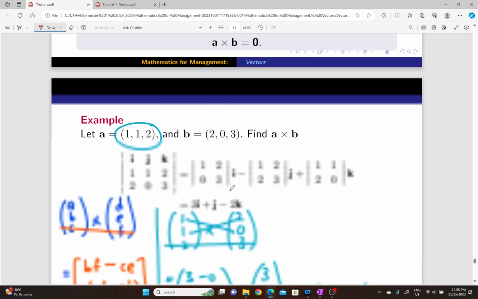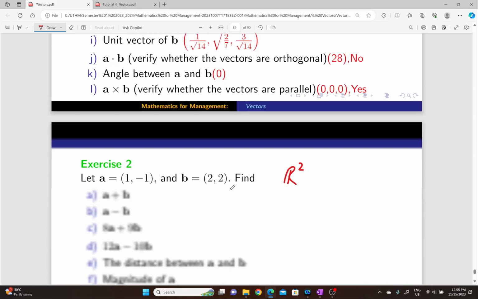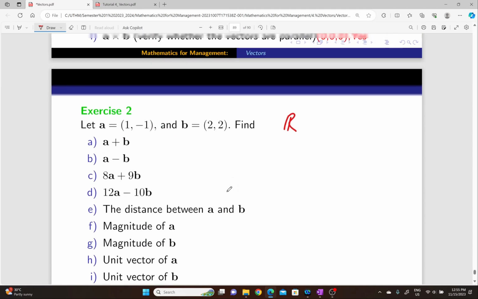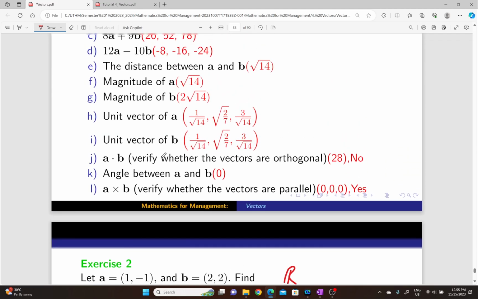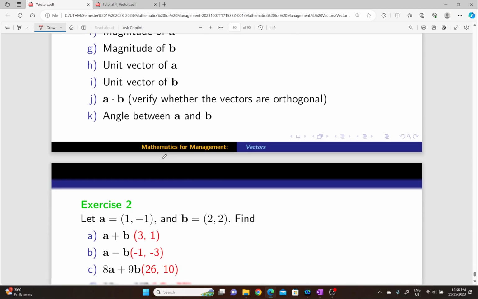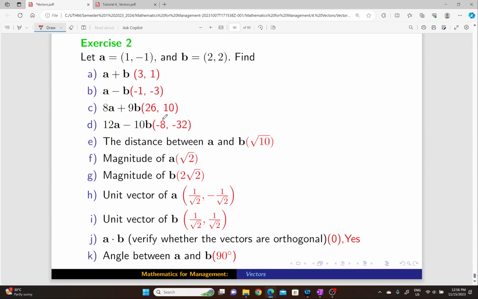So in exercise 2 just now, all the operations are the same. I will ask you the same except for the L part. I don't ask you because the cross product is only valid for vectors in 3D. I have given the answer here. You can try yourself, and that's it. That's it regarding the vector chapter.